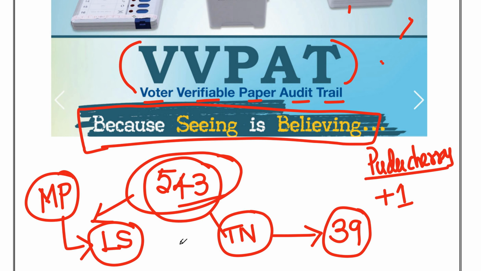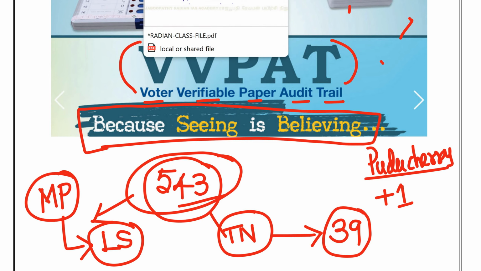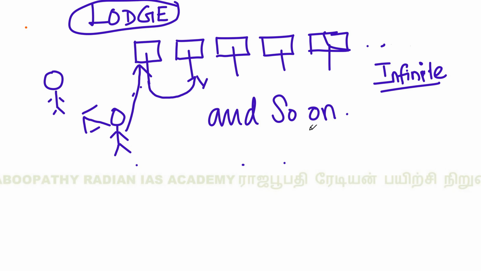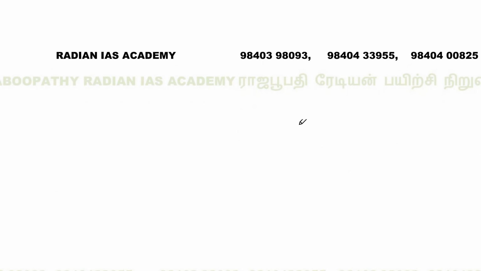Lok Sabha is otherwise known as lower house. What is the other name for Lok Sabha? It is House of the People. Lok Sabha is called House of the People. Another is called Rajya Sabha. Rajya Sabha is what? Council of States.